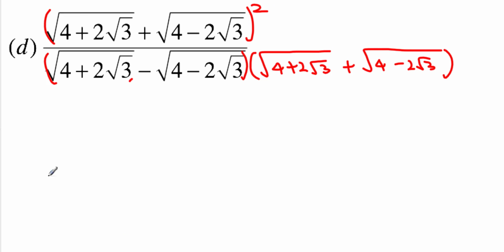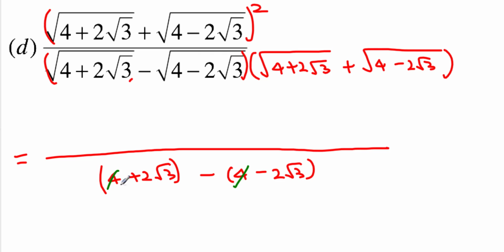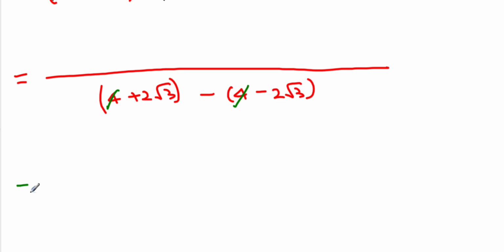Let's look at the denominator first. By the difference of squares, we get the square of this one, which is 4 plus 2 radical 3, minus the square of the second one, which is 4 minus 2 radical 3. Then you can see that 4 cancels out and the denominator becomes 2 radical 3, minus minus becomes positive, plus 2 radical 3. So our denominator becomes 4 radical 3.